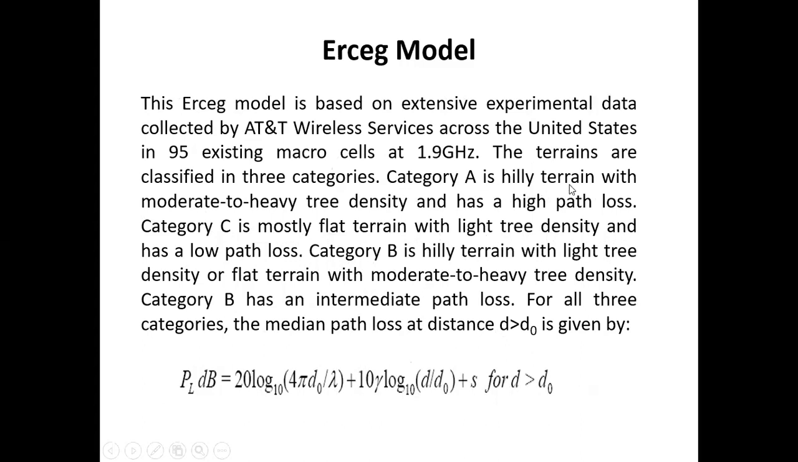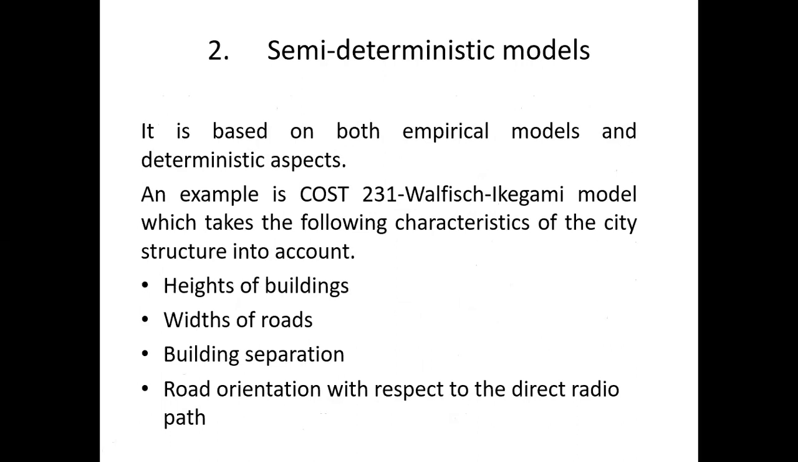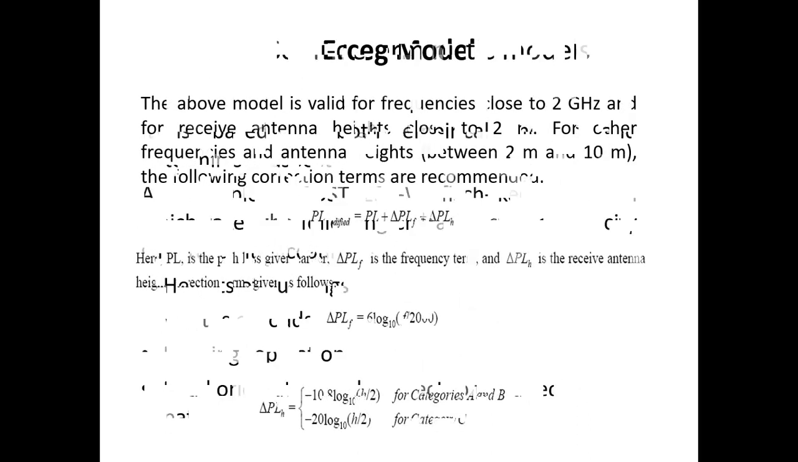Category A is hilly terrain with moderate to heavy tree densities. Then category B is hilly terrain with light tree densities, or flat terrain with moderate to heavy tree densities. And category C is mostly flat terrain with light tree density. So for different types of terrain properties, the RSEC model shows pretty good results. Now there are many different models, and each model is popular for certain types of environment and certain frequencies. So from many choices you can pick the best one for your application.